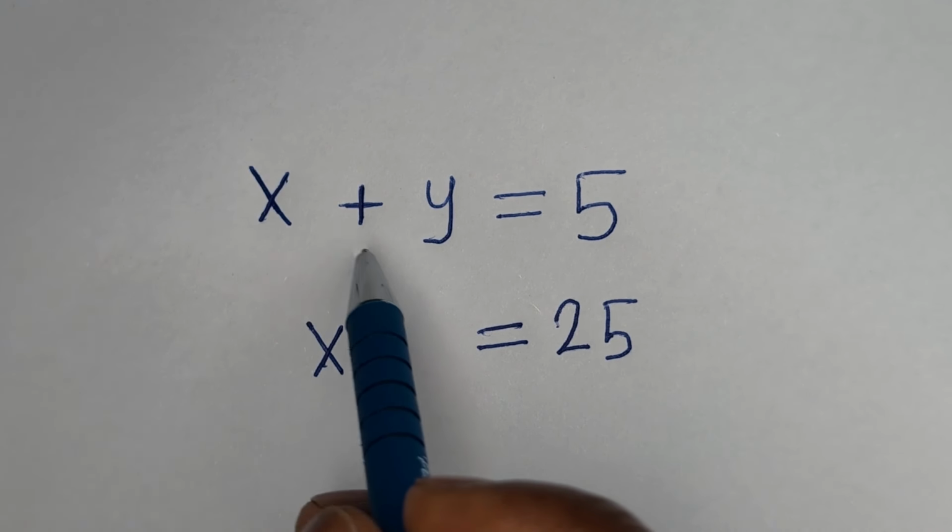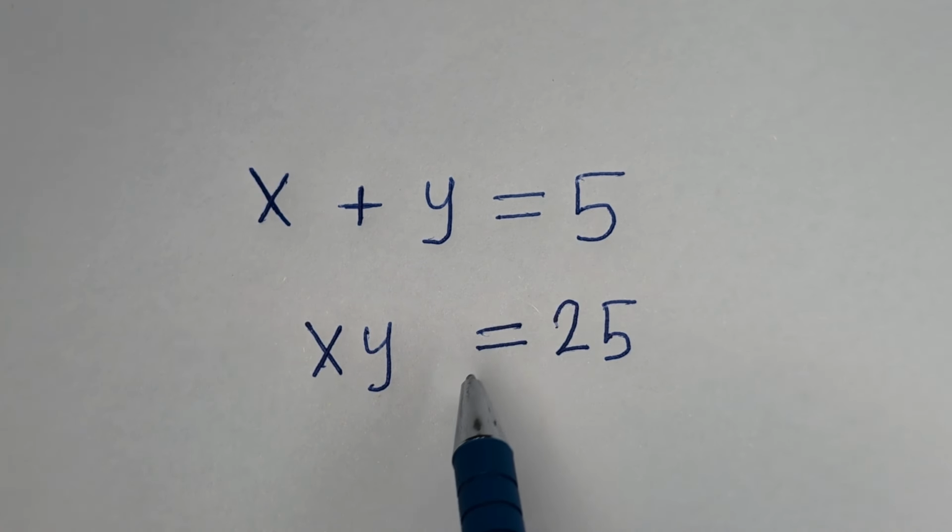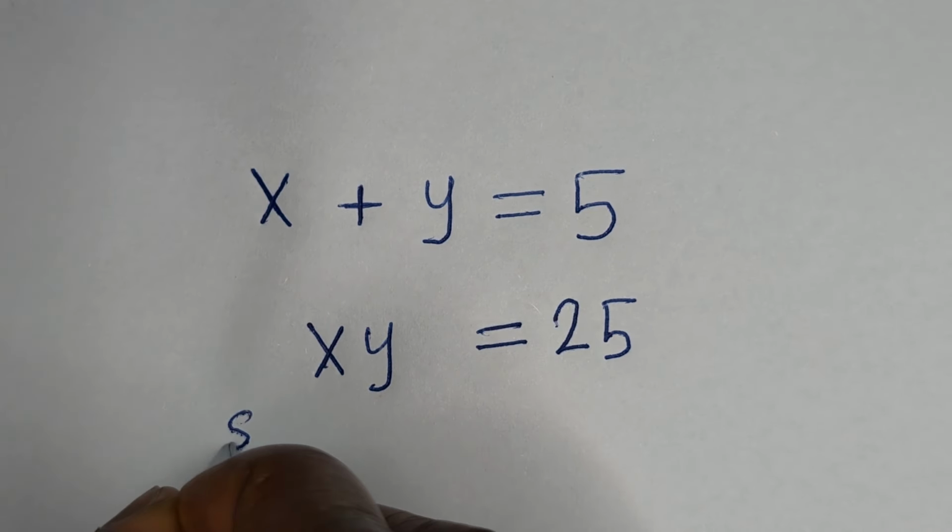How to solve for x in this equation? x plus y is equal to 5. xy is equal to 25. Solution.